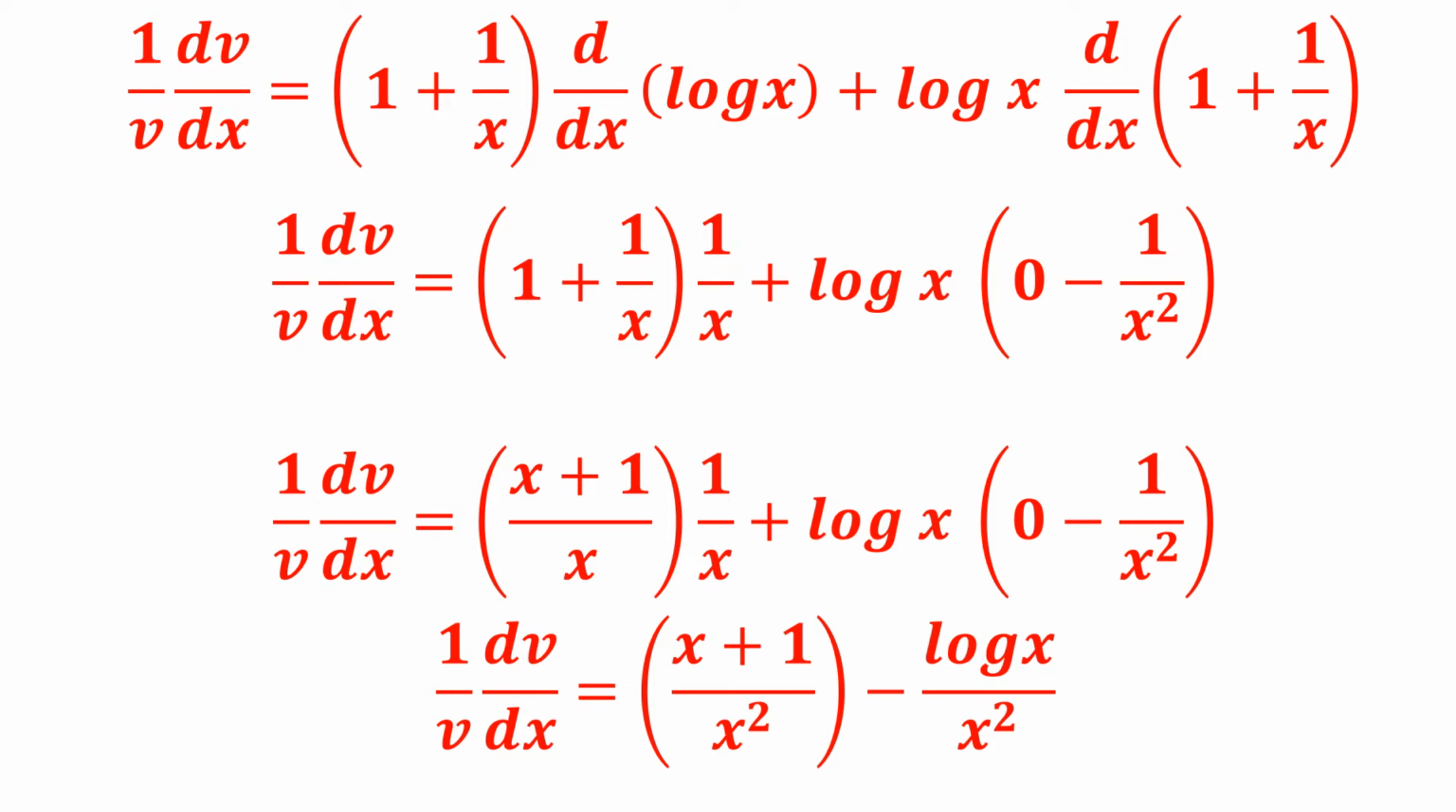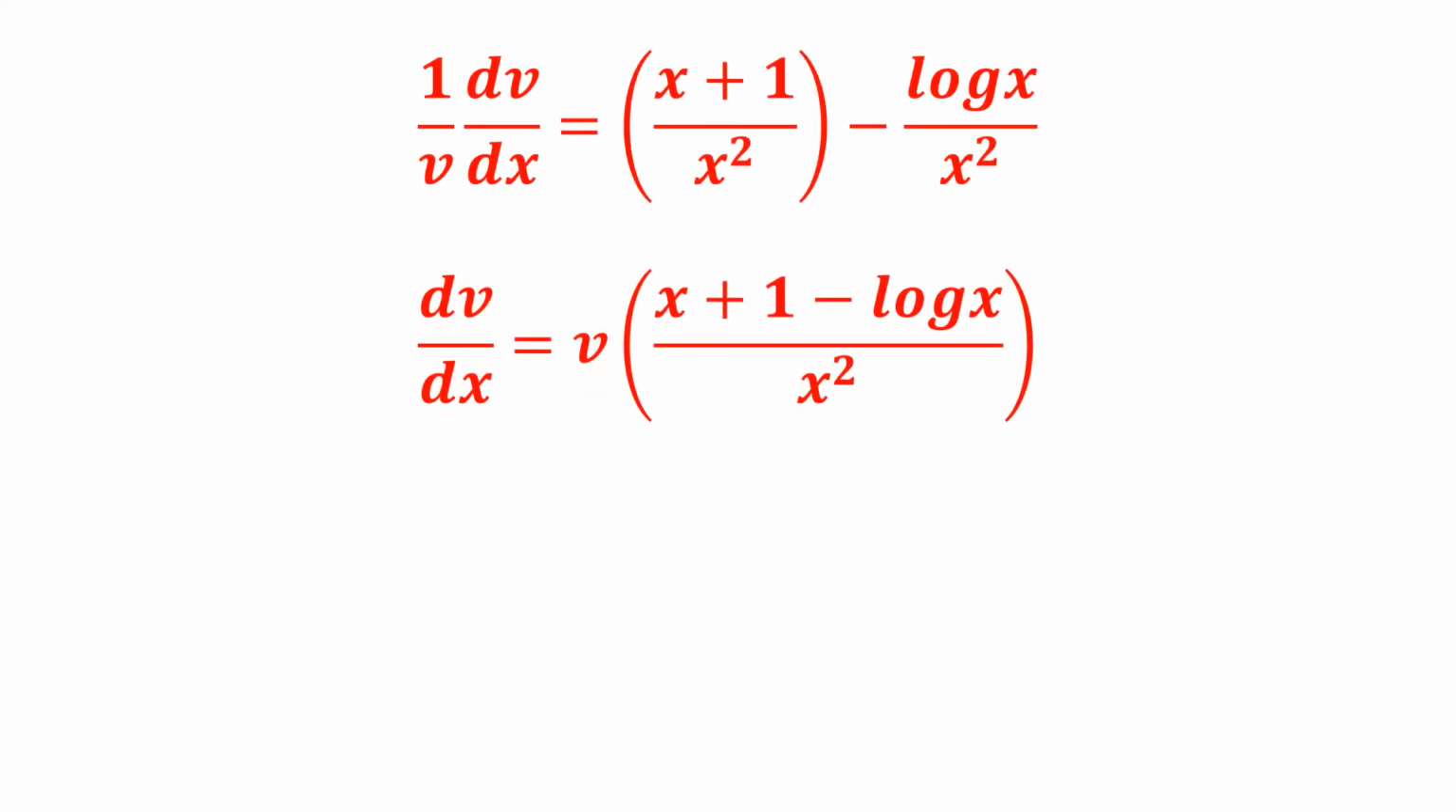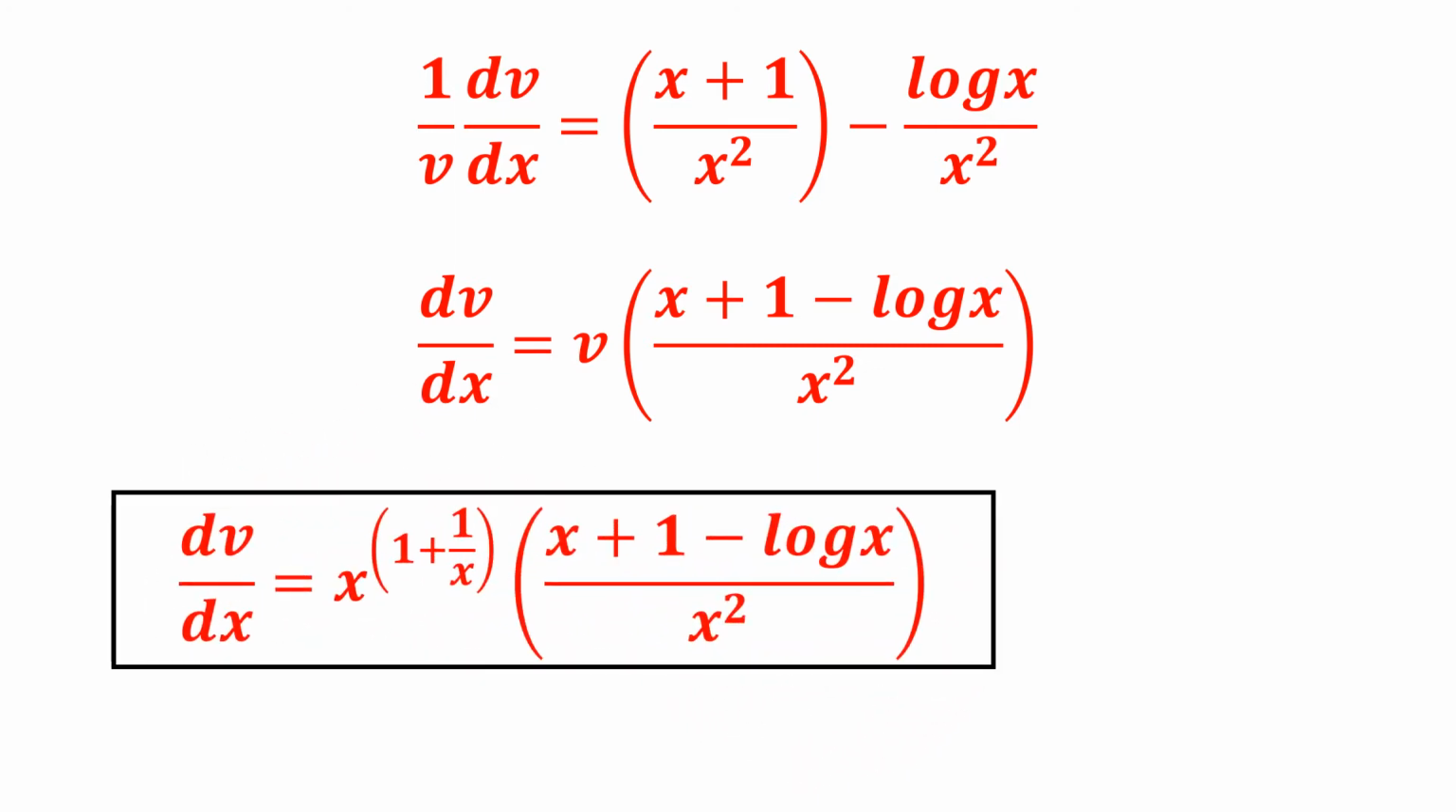Now there is a scope for simplification by taking x square as the LCM. Take x square as the LCM. It will become x plus 1 minus log x in the numerator. Push that v to the right hand side. For v multiplied by that. Now the v can be replaced by whatever we have assumed. That is x power 1 plus 1 by x. So it is x plus 1 minus log x upon x square multiplied by the v, which is x power 1 plus 1 by x. We call it as equation number 3.